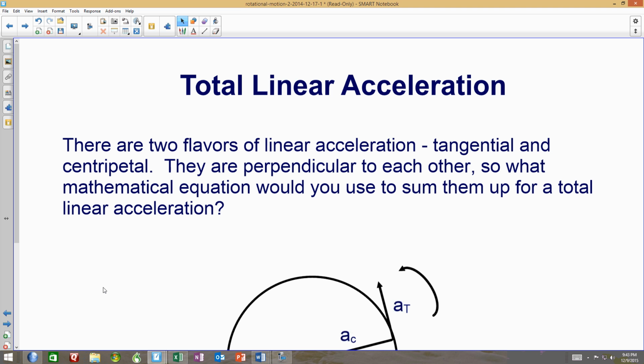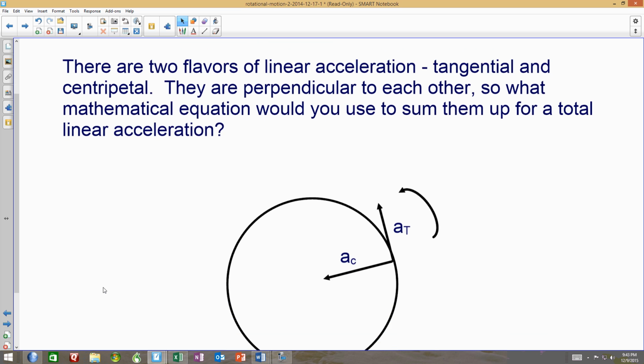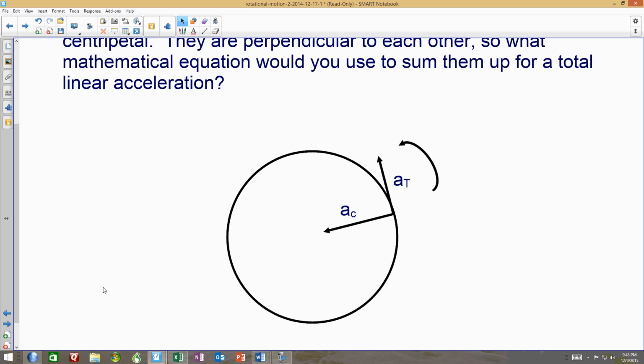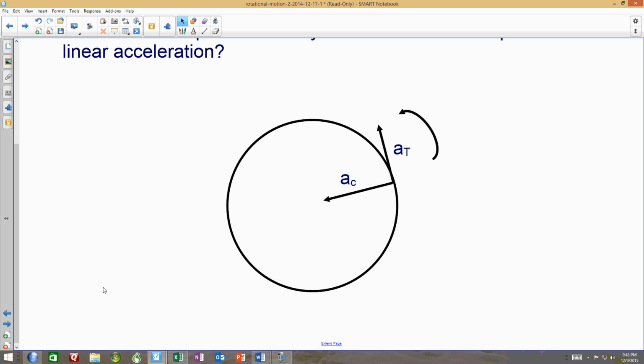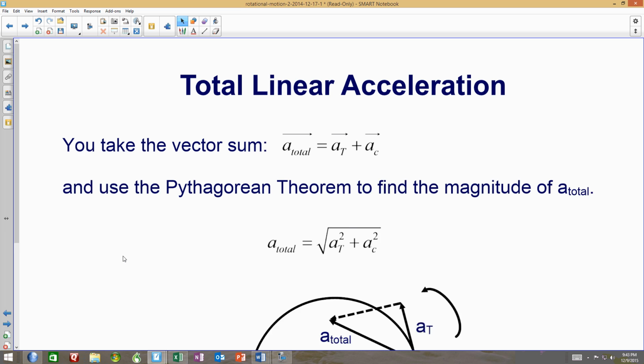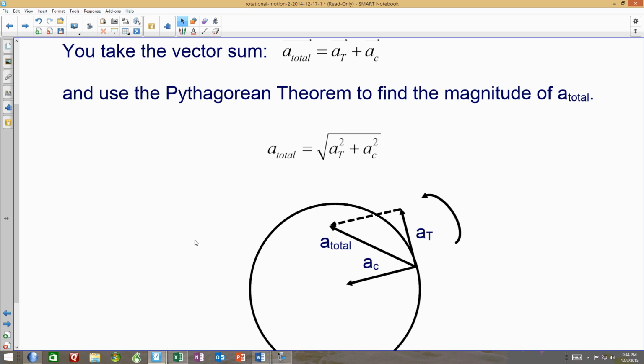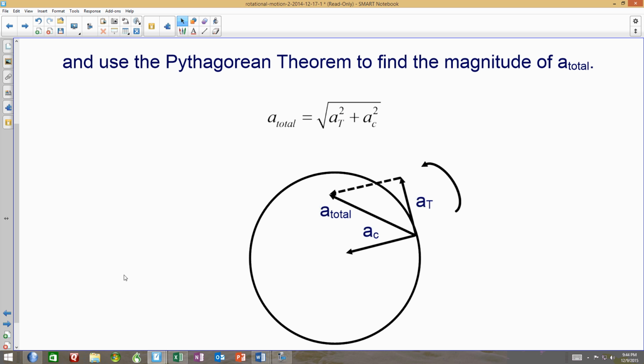Okay, so let's talk about total linear acceleration. There are two types of linear acceleration. There's tangential and there's centripetal. Notice that they're perpendicular to one another. So what do we have to do when we have two perpendicular vectors? How do we add them together? That's right, we're going to use Pythagorean theorem. So we know that the total linear acceleration is going to be the square root of the tangential acceleration squared plus the center-seeking acceleration squared.